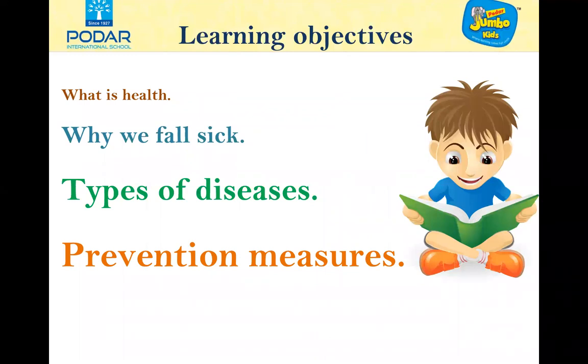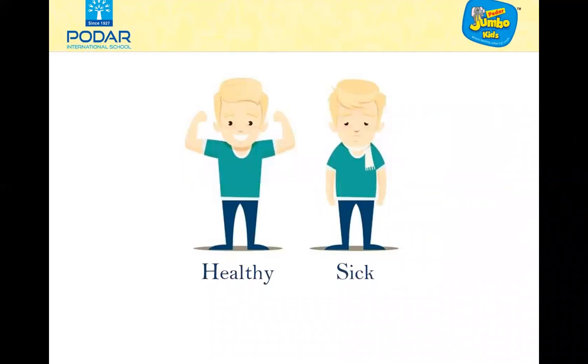The learning objectives are: you will be able to learn what is health, why we fall sick, types of diseases, and prevention measures. You might have observed when we are healthy, we are happy, active, and take part in all the activities happily. When we are sick, we are sad, we are inactive, and we don't take part in any of the activities.